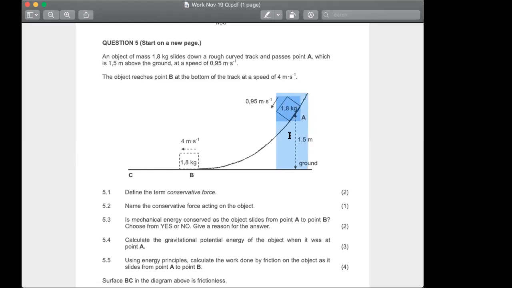It loses gravitational potential energy. Is it fine? No? Okay.